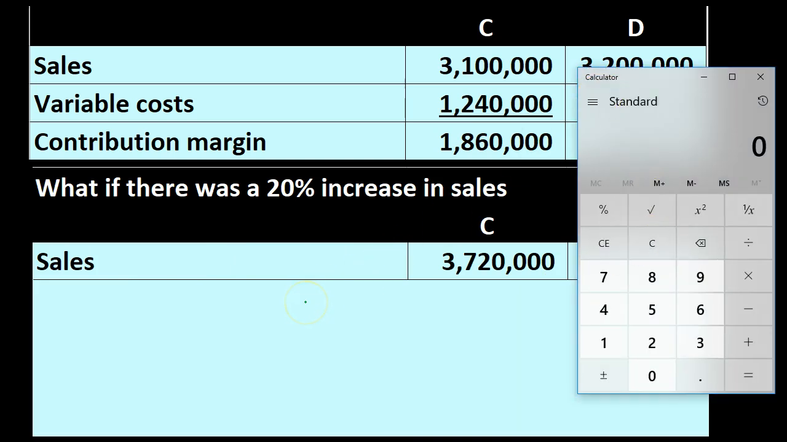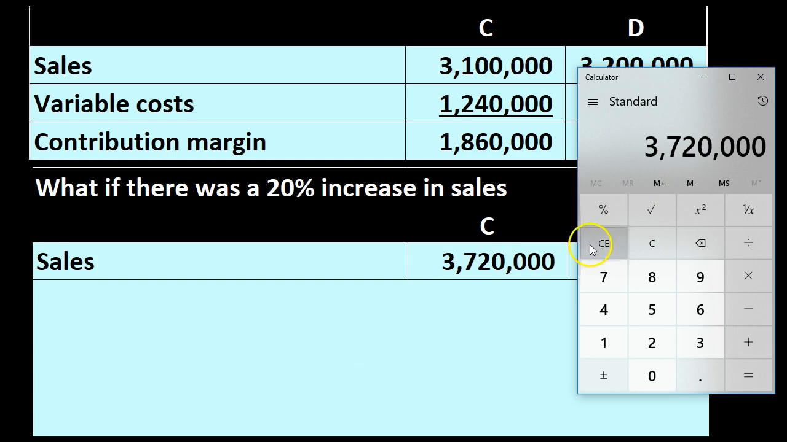Well, we can start off with the sales increased by 20%. We can calculate this 2 ways: 31,000, there we go, times the 0.2, 20%, there's the increase, plus the original number, 3,100,000, there's our sales. Or of course, with one calculation, 3,100,000 times 1.2, 120%, 20% plus 100%, and there is our 3,720,000.